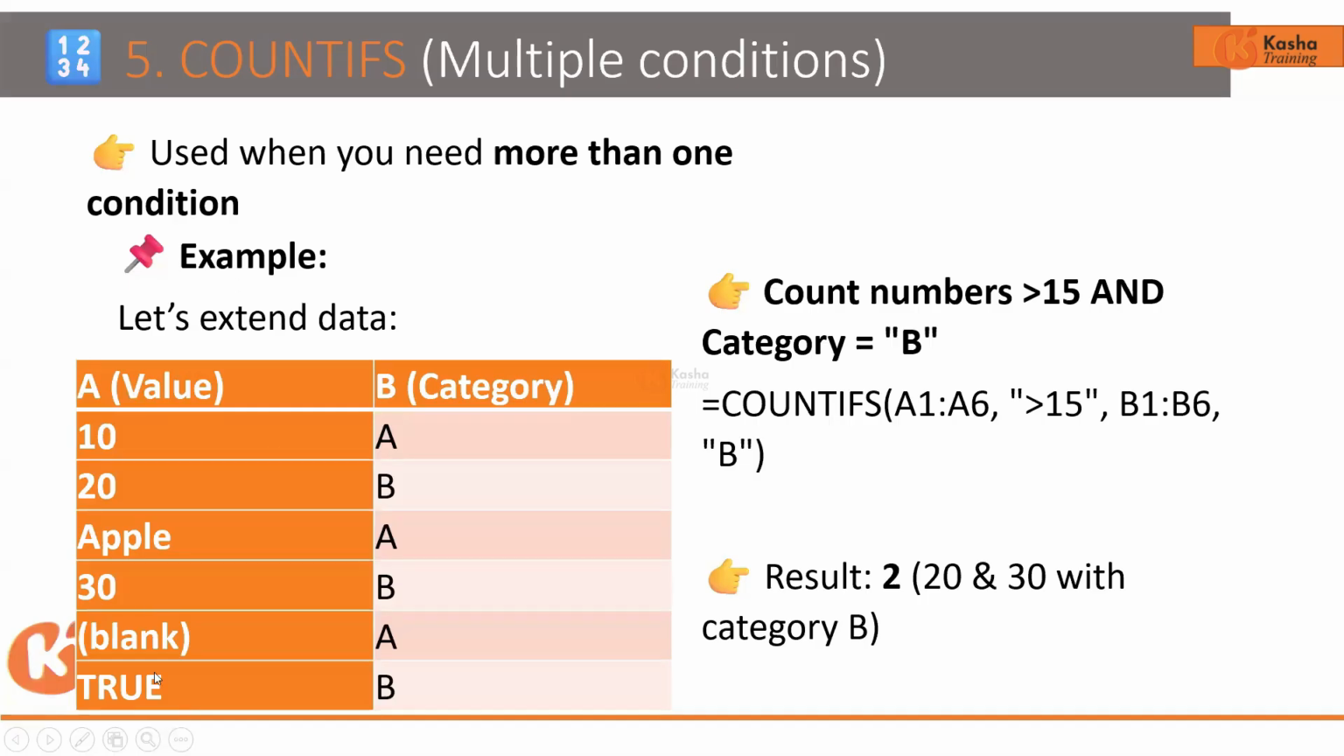So you can see these are the cells where you have a 10, 20, apple, 30, blank, and true. The same example, but then here we have a category also. So category B, category-wise we have given. In this case, we're going to count multiple conditions. Let's see the example. Here you can see count number greater than 15 and category B. So that's two conditions.